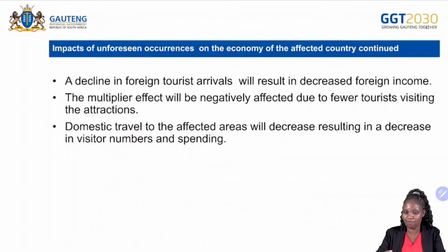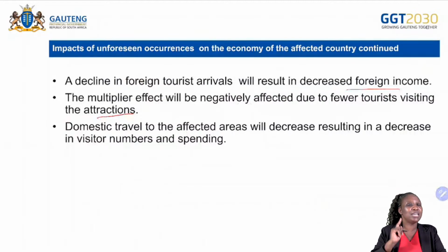And then a decline in foreign tourist arrivals will result in a decrease in foreign income, because foreign income won't be coming. When the tourists are not coming, we won't have foreign income, because when tourists are coming, then we'll have foreign revenue. Then the multiplier effect will be negatively affected due to fewer tourists visiting the attractions. Okay, the multiplier effect will be negatively affected. Why are we saying that? Because we said when tourists come into the country, we need them to spend.